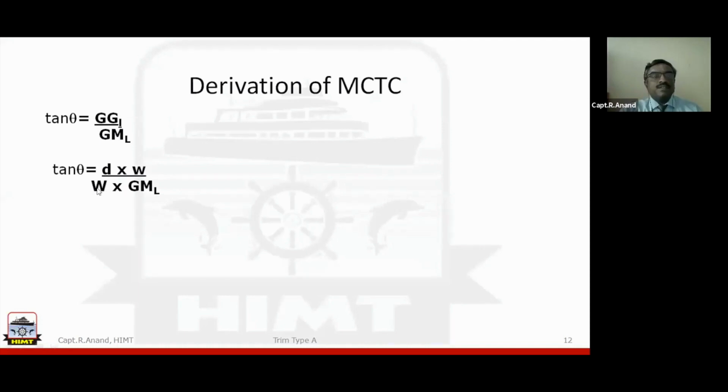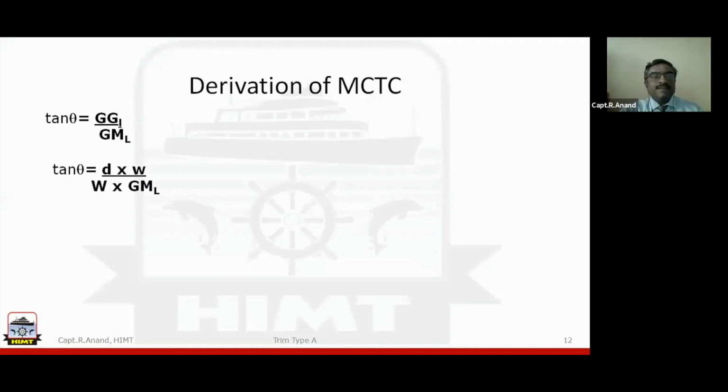The capital W represents the ship's displacement divided by the same GML. So D into W is the moment which was created due to the shift of weight. Please keep that in mind. It is the moment created due to the shift of weight.